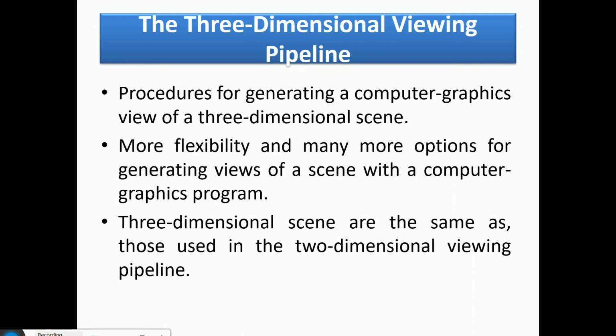Finally, when we snap the picture, the scene is cropped to the size of the selected clipping window, which corresponds to the aperture or lens type of the camera, and light from the visible surface is projected onto the camera film. So here there is more flexibility, and there are many more options for generating views of a scene with a computer graphics program than we have with a real camera.